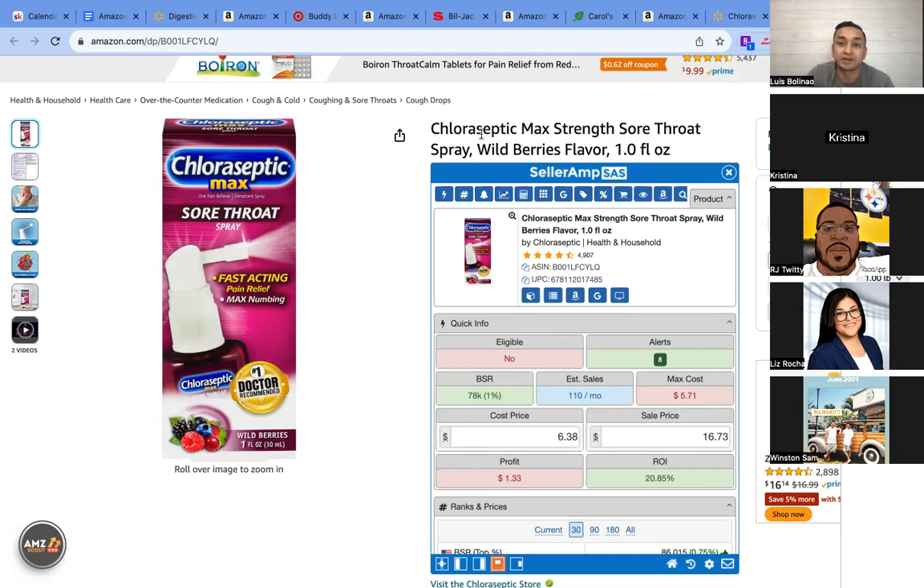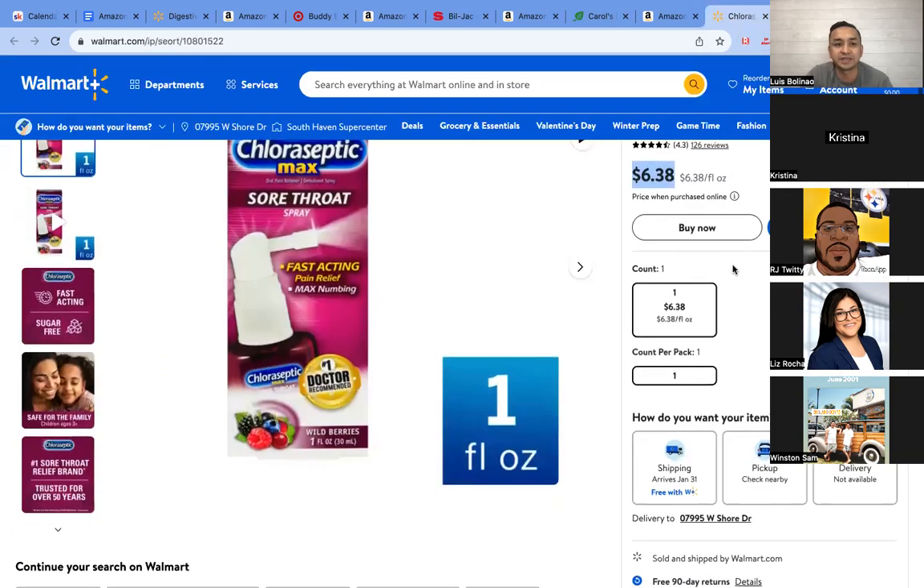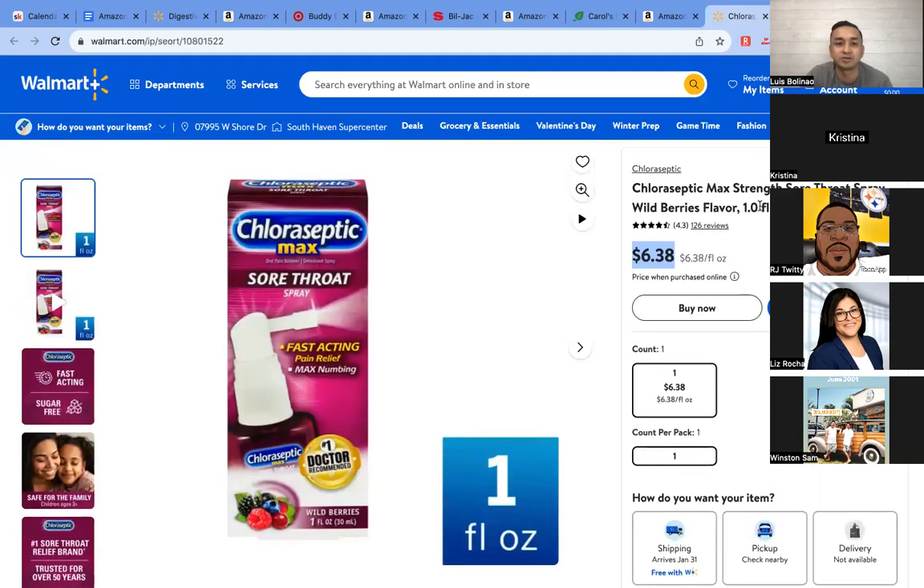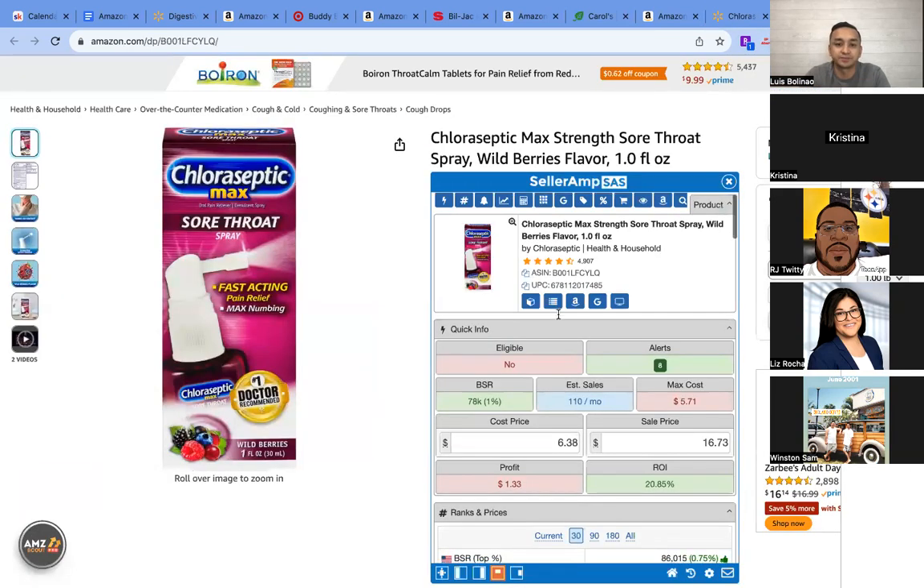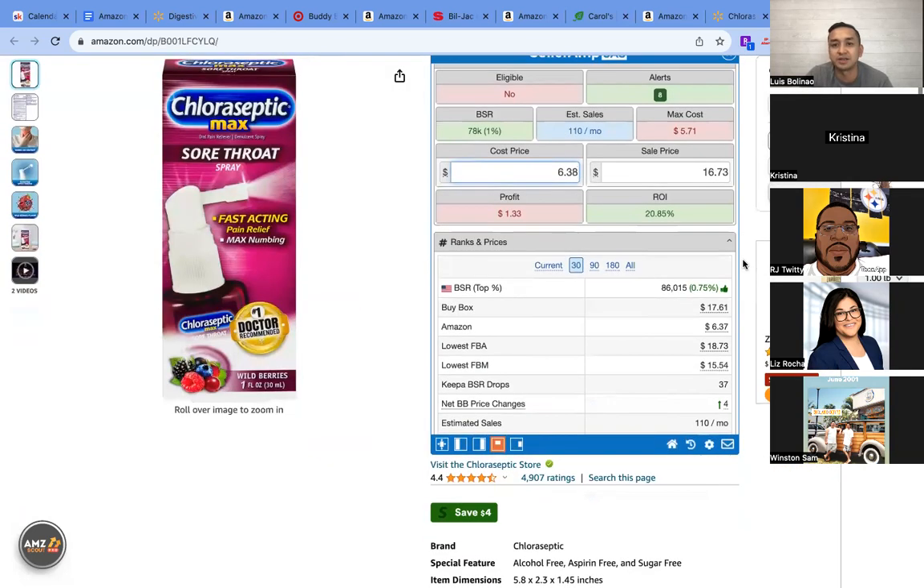You got to really compare the products to see if they match. So you look at the photos, title, descriptions, size, color. If you look closely, it's the same exact product, 1 fluid ounce. And then from here, I usually plug in the cost of the product. So the cost is $6.38 on Walmart, and the selling price on Amazon is $16 right here.